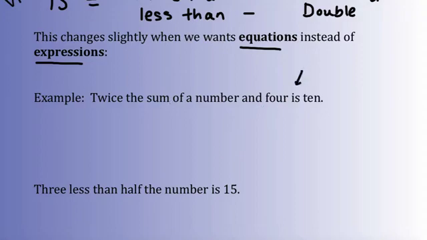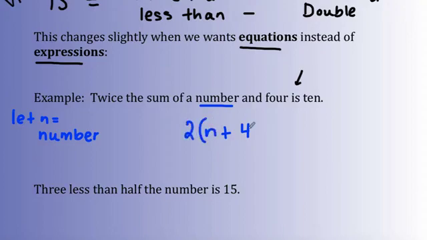But the first thing I'm going to require you to do is write something called a let statement. A let statement tells me what the variable represents. So we're going to let n equal the number that they're talking about, okay? So twice the sum of a number and 4. I want the number and 4, and I want twice that sum. So that's why that n plus 4 has to go in parentheses. Is, so equals 10. Now we're not going to solve, I just wanted you to see how we wrote that, okay?